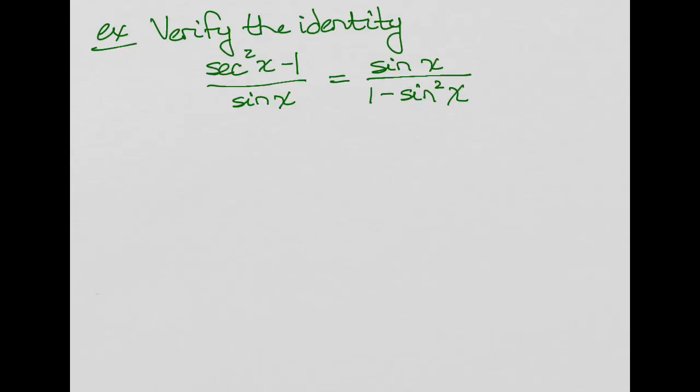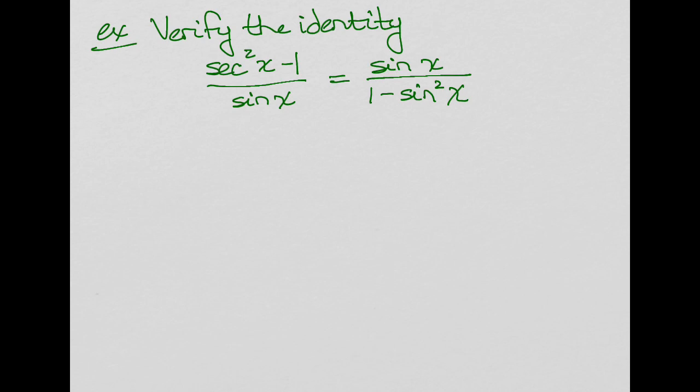We'd like to verify that this equation is in fact an identity. It doesn't much matter which side I start on, the left or the right. They kind of look similar in complexity, so I'm going to take the left and see if I can make it into what's on the right.